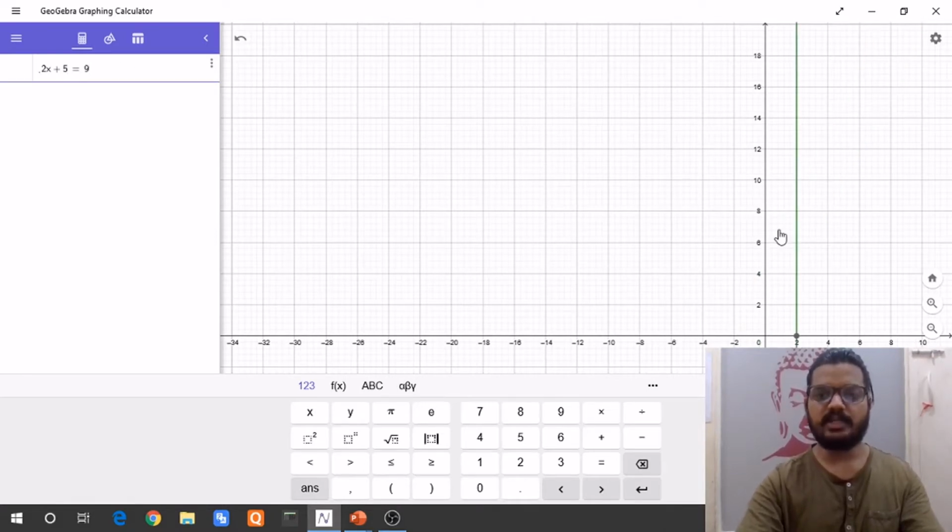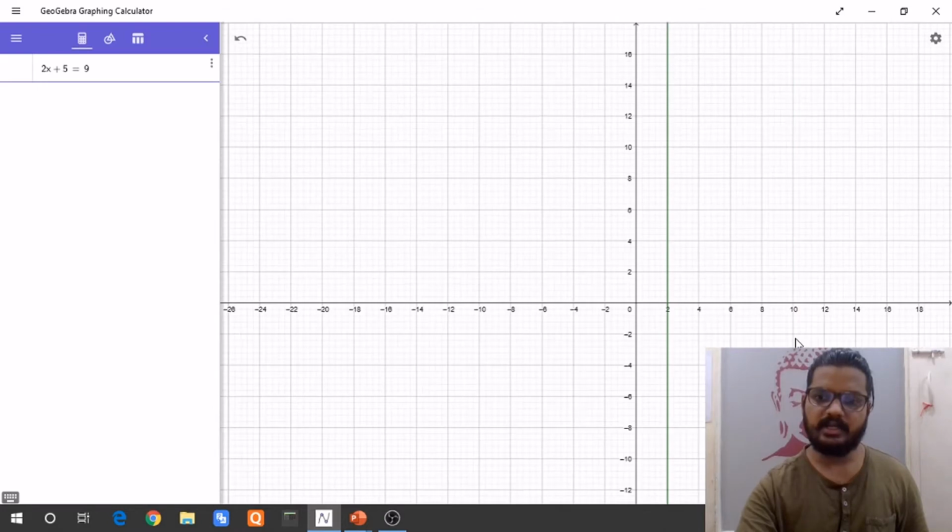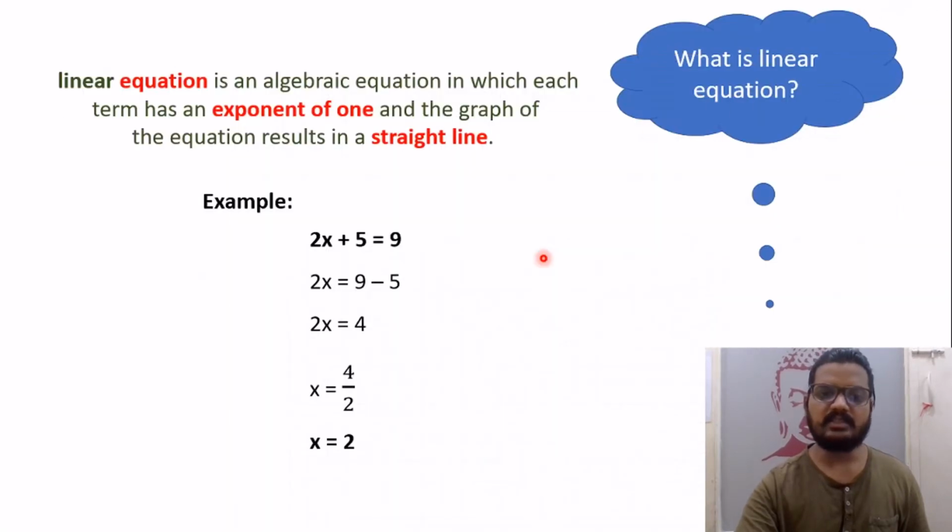As soon as you put it like this, what do you observe? You observe a graph with a line. Now students, if you observe this graph carefully, you will be able to see that the line is passing through a point. What is this point? Let's try and understand. This is point 2. And what was our answer which we got?